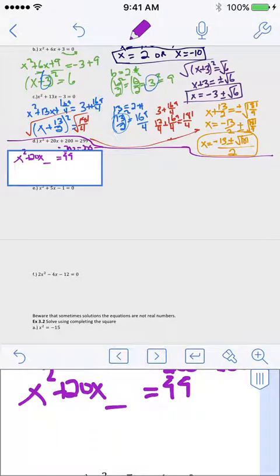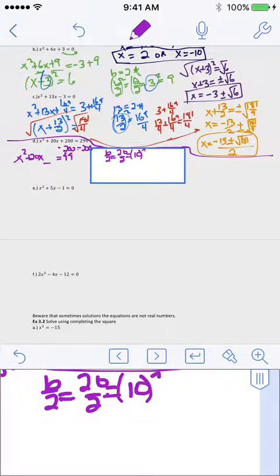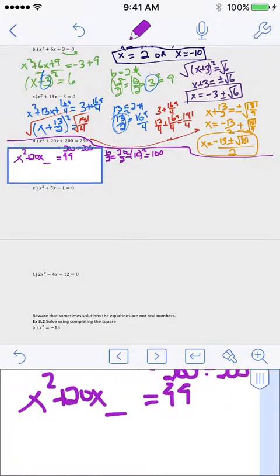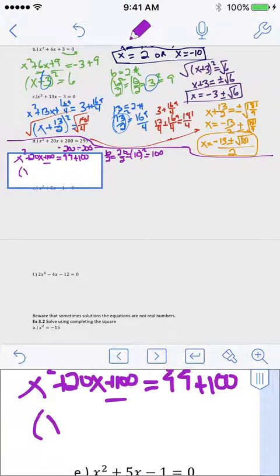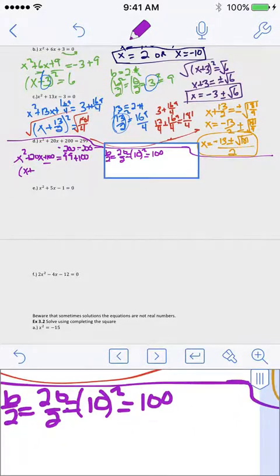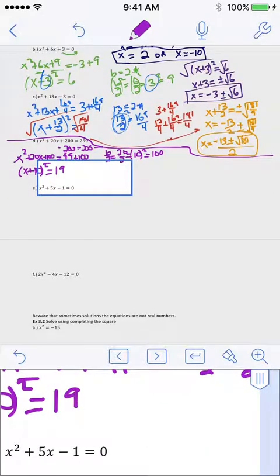Now I need to figure out what to put here, right? So b over 2 is going to be 20 over 2, which is 10. 10 squared is equal to 100. So we'll put in plus 100 to both sides. This left-hand side factors into x plus that thing we got over 2, b over 2, which is 10, squared, is equal to 199.